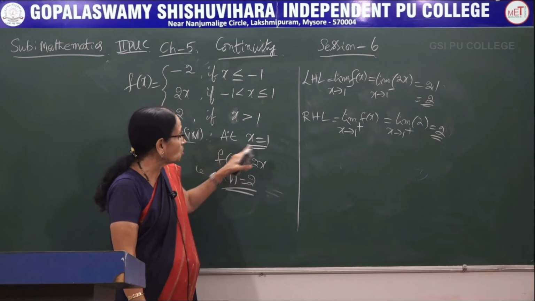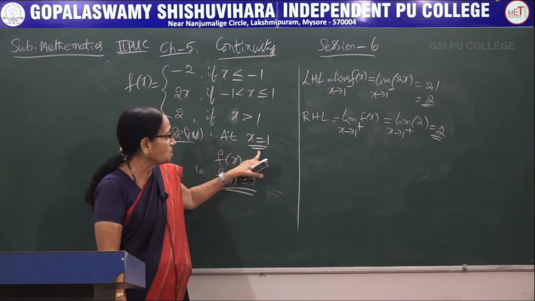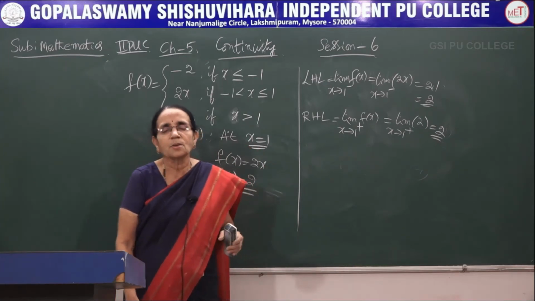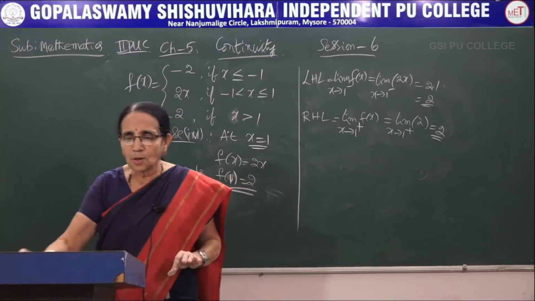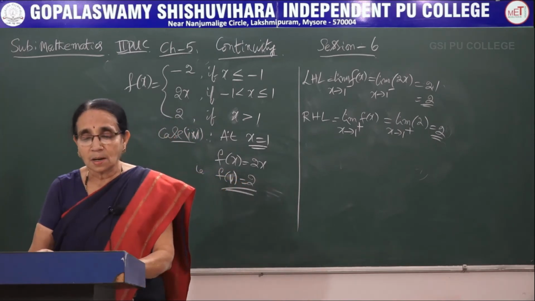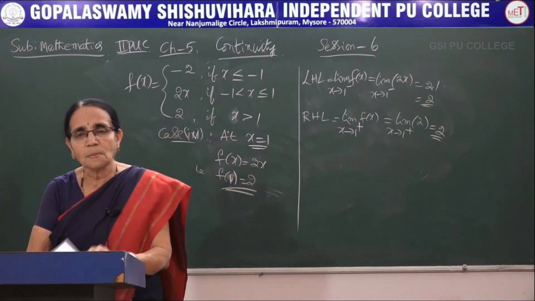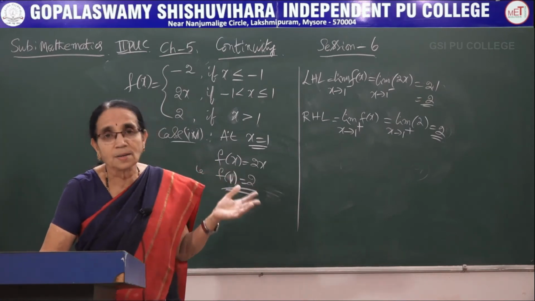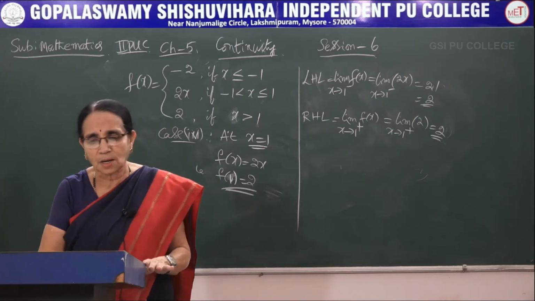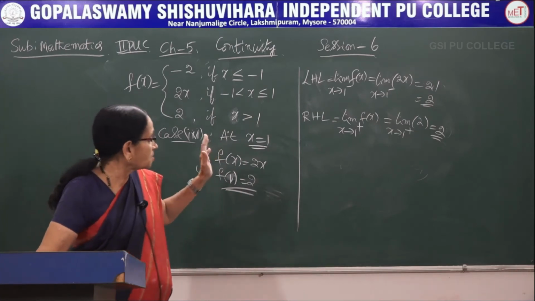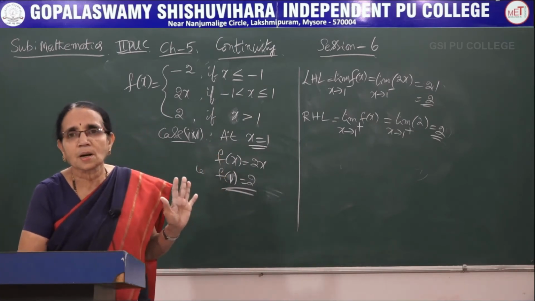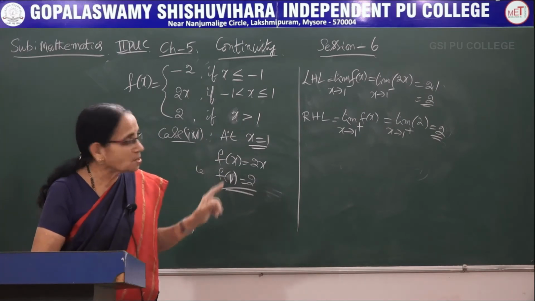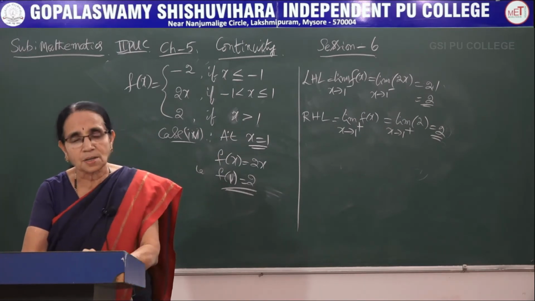So, at x equal to 1, the last case we are discussing, at that point also the function is continuous. So, how do you write the conclusion here? For x less than minus 1, the function was continuous. For all x greater than 1, the function was continuous. At x equal to minus 1, the function was continuous. At x equal to plus 1 also, the function was continuous. So, what is our conclusion?